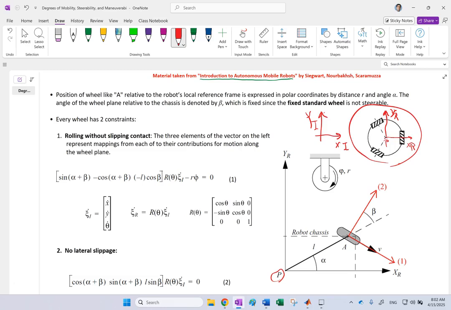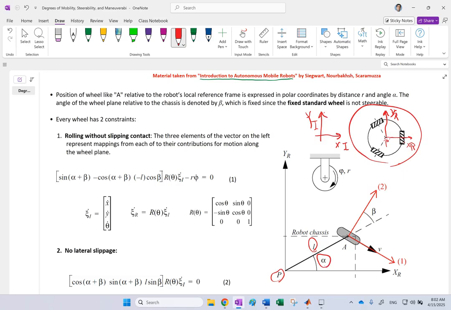So P, if we call it the center of this, the origin of this frame, then the position of each wheel with respect to the center can be defined by a pair of a radial distance L and an angle, a polar angle alpha. Okay, so we are using polar coordinates here. So L and alpha will determine the location of that wheel.